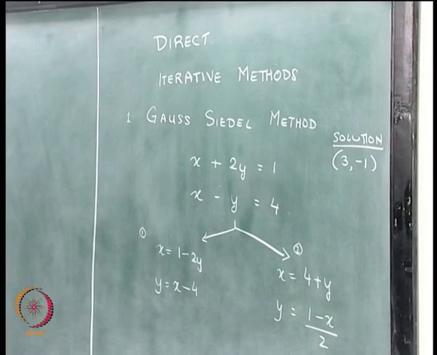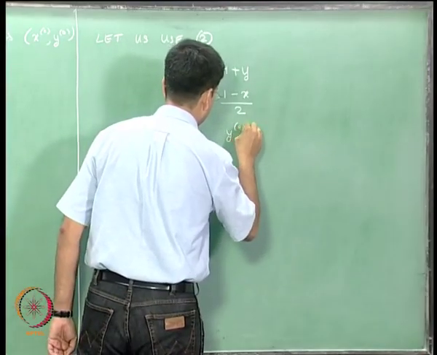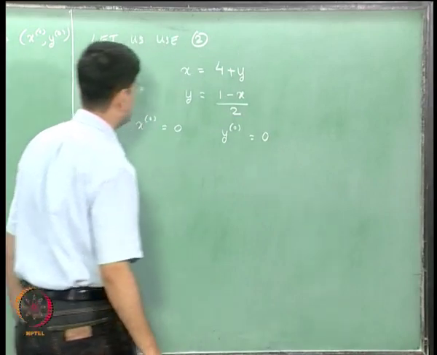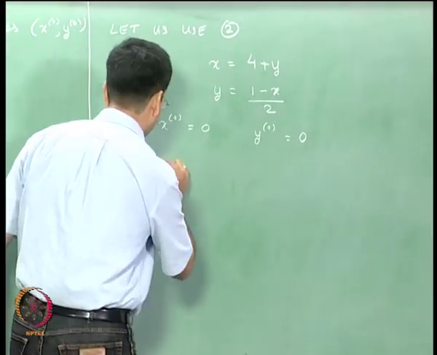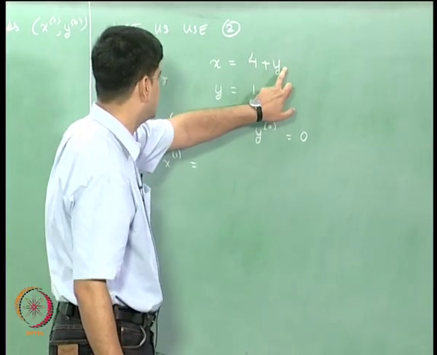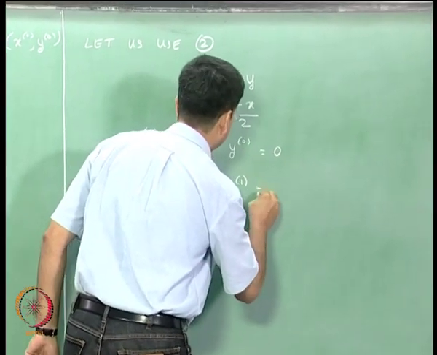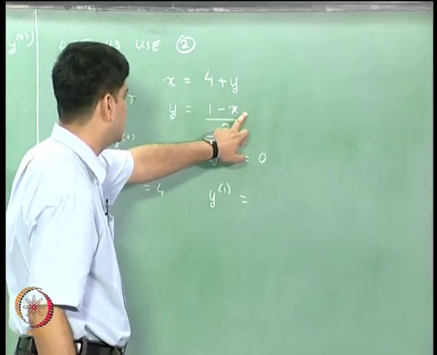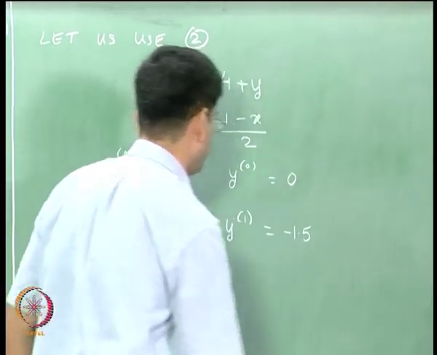We started off with x0 equal to 0, y0 equal to 0. Okay. So we substitute y0 in this particular equation, we will get x1 equal to 4 plus 0, that is 4, y1 is going to be 1 minus 4, that is negative 3 divided by 2, that is minus 1.5.